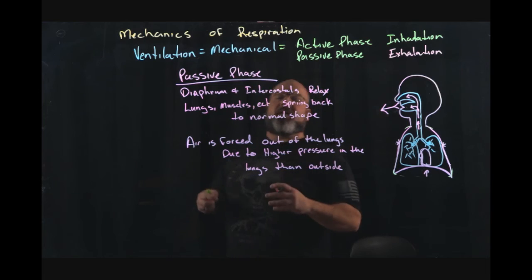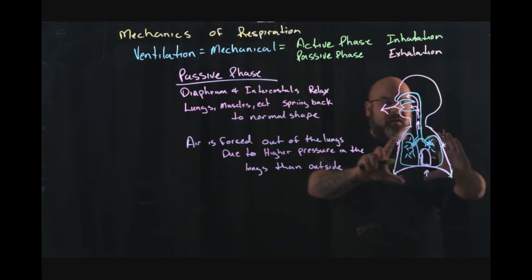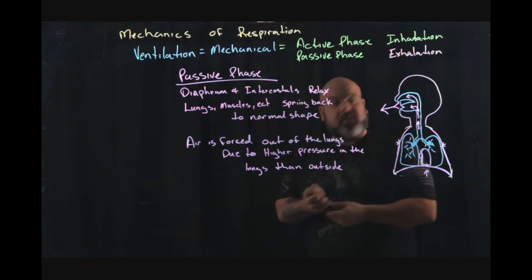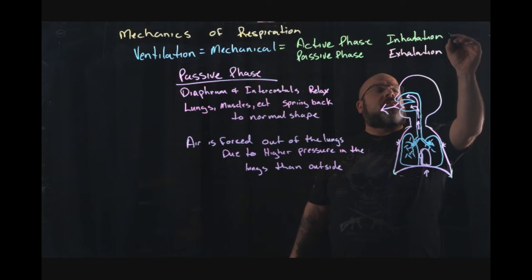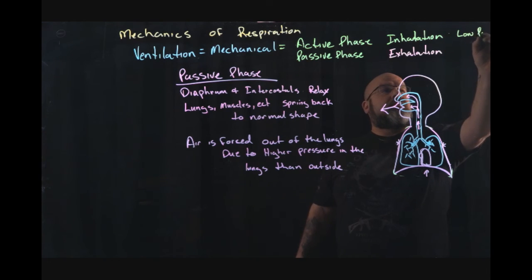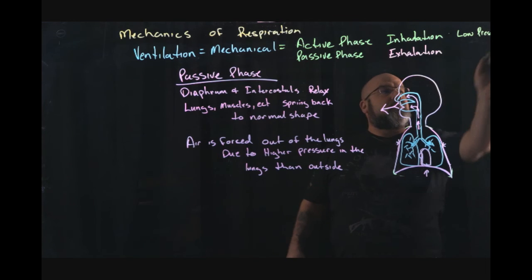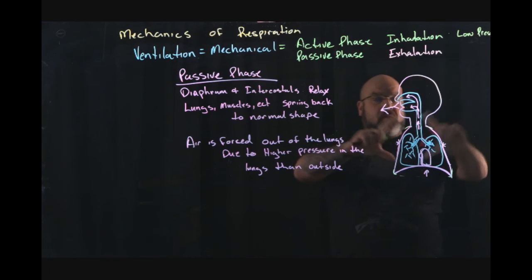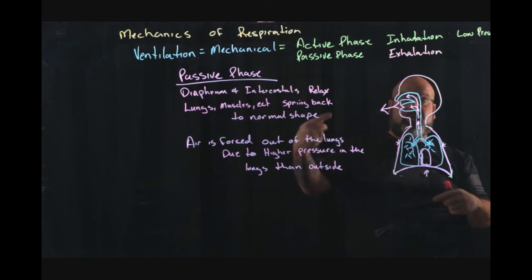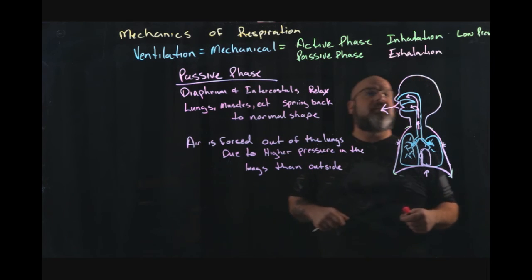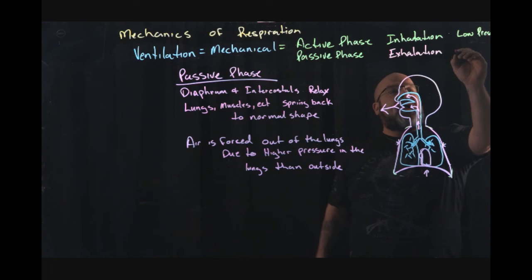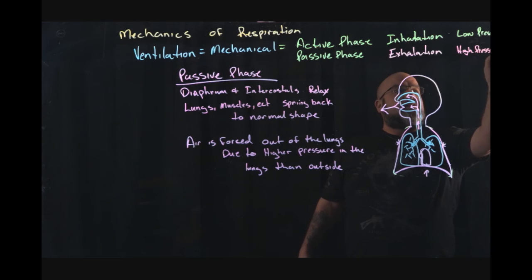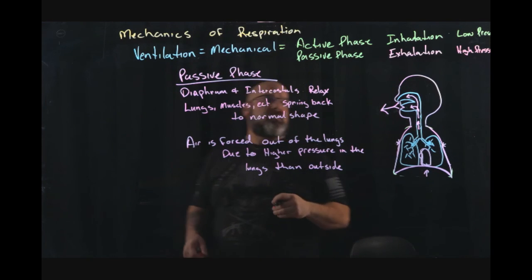So during the active phase, when all of this is expanding and getting bigger, you're creating a lower pressure. So inhalation is low pressure, creating air going into the lungs, going back in through the airway and down into the lungs. Exhalation is creating a high pressure, forcing air out of the lungs.